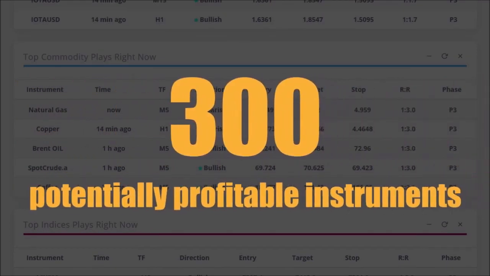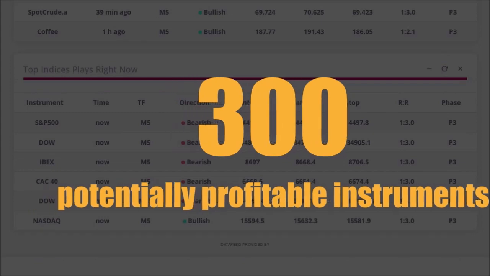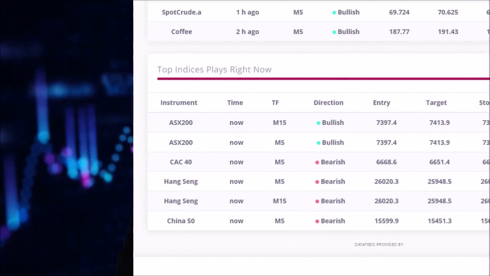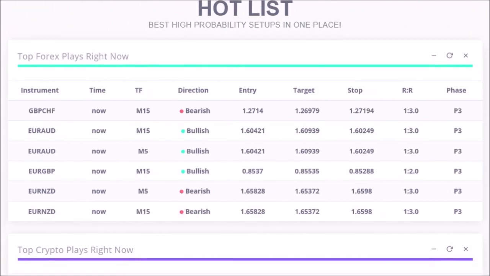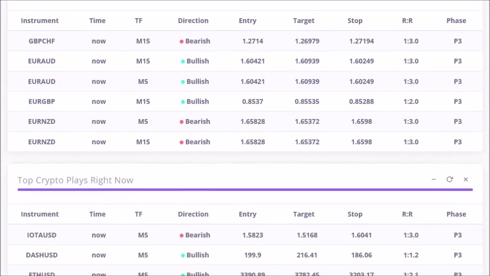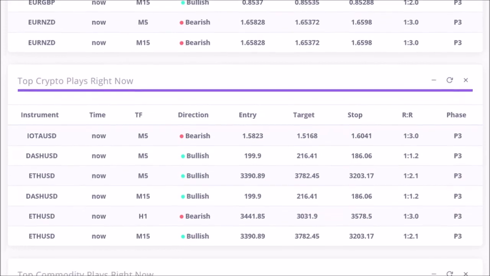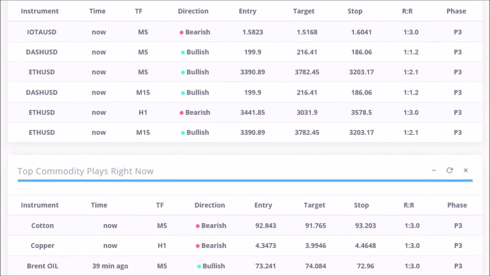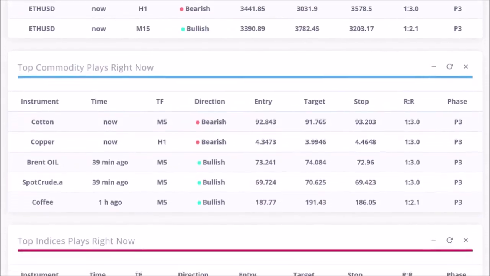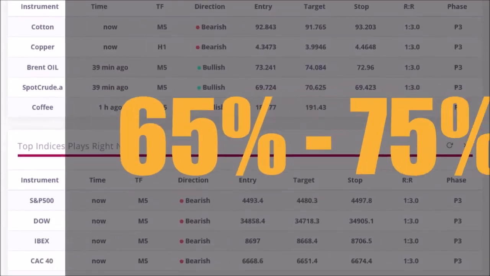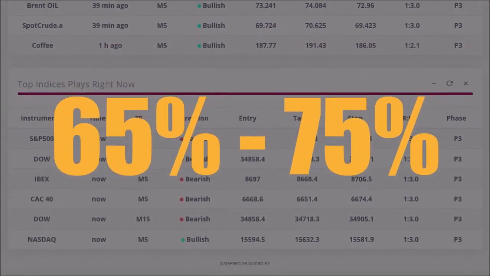There are 300 potentially profitable instruments that are sifted and sorted every second. And only the ones with the best chance at making money are delivered right to you in a private trading club that you can visit from anywhere at any time, from any mobile device. TradeJuice updates every 5 minutes as it automatically scans every corner of the markets to bring you the biggest, juiciest trades available, so that you are only ever 2 clicks away from a solid 65 to 75% probability of profit.